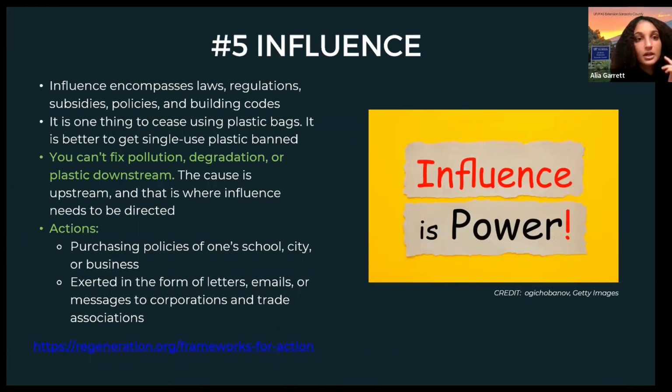Influence is number 5. Influence encompasses laws, regulations, subsidies, policies, and building codes. It is one thing to cease using plastic bags. It is better to get single-use plastic banned than to ask people to not use it. You can't fix pollution, degradation, or plastic downstream on the individual consumer level. The cause is upstream, and that is where the influence needs to be directed. Some actions we can take are purchasing policies of one school, city, or business, exerted in the form of letters, emails, and messages to corporations and also trade organizations.